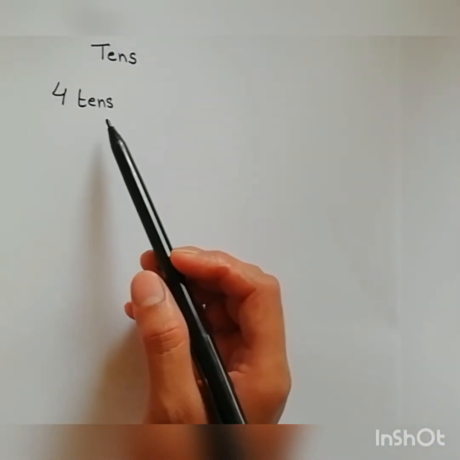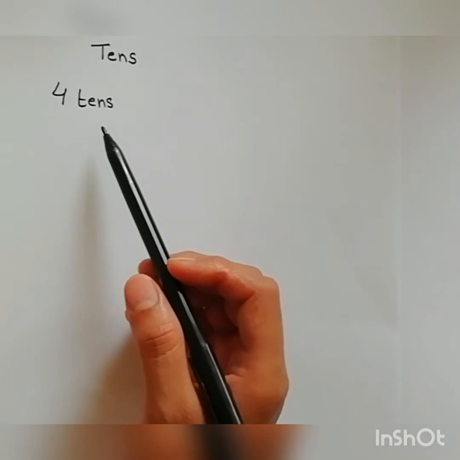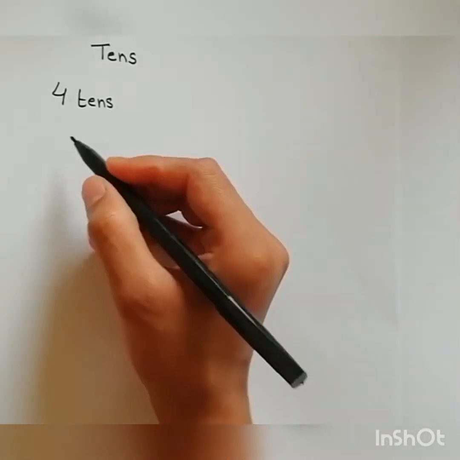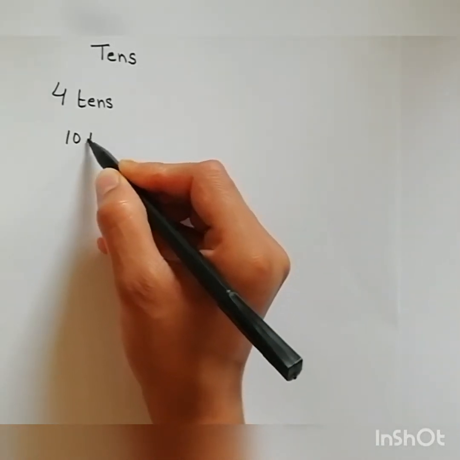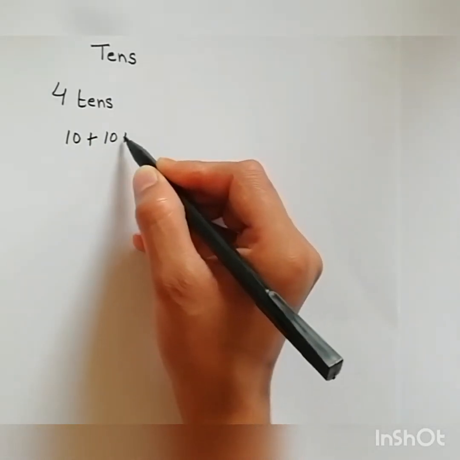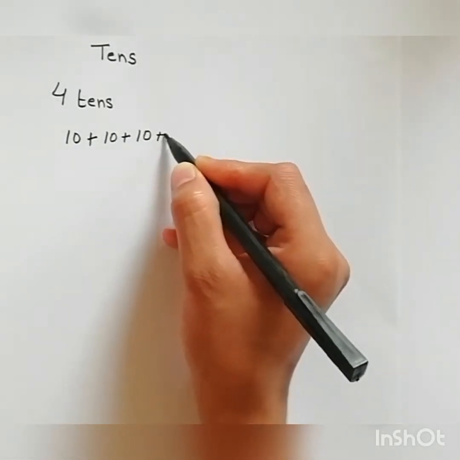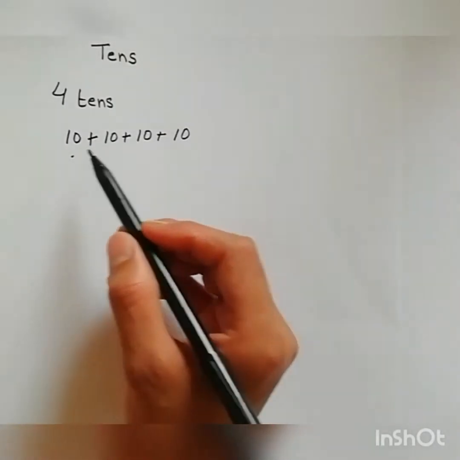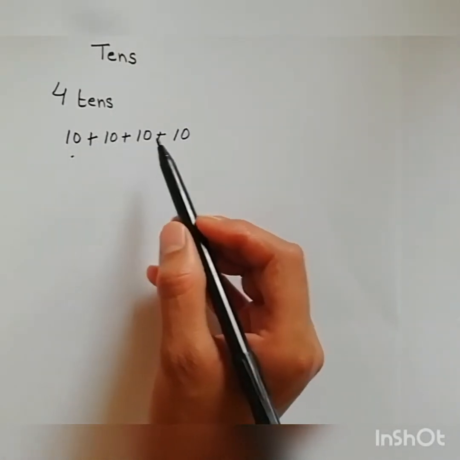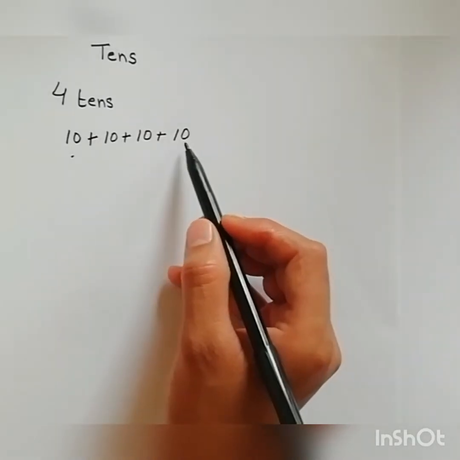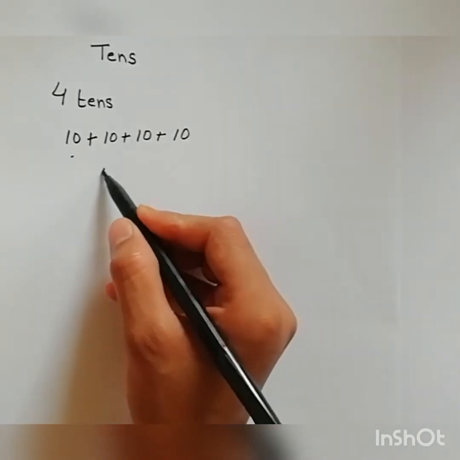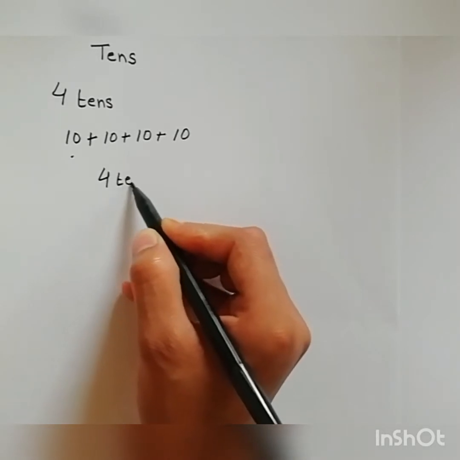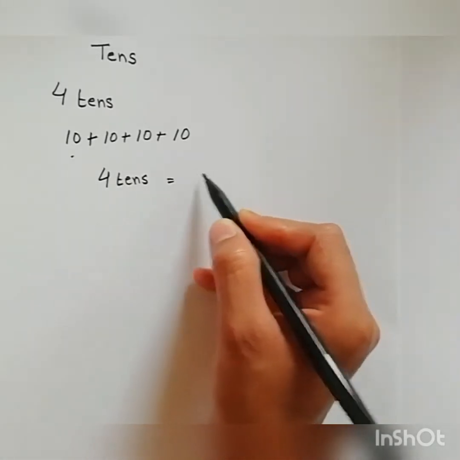4 tens. 4 tens means 4 times 10. 10 plus 10 plus 10 plus 10. 1, 2, 3, 4. 10 plus 10, 20 plus 10, 30 plus 10, 40. So, 4 tens mean 40.